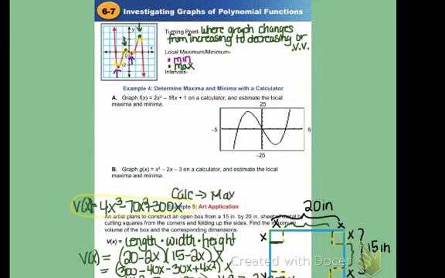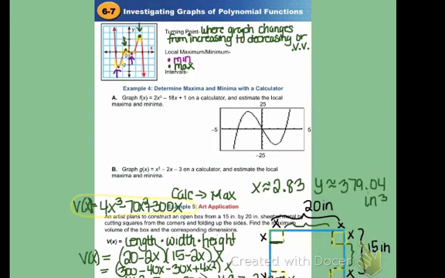We'll look for the relative maximum, and that'll give us the value of x that would create the largest volume we could possibly get out of this box. So again, go through that process that we just looked at on how to calculate the maximum value. Put this in as your function and calculate the max.